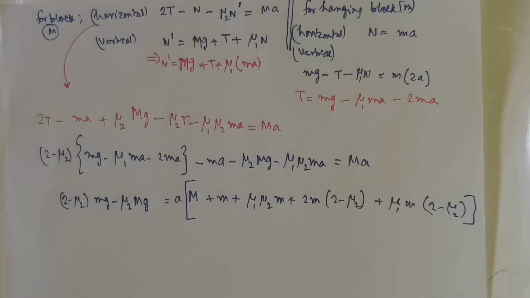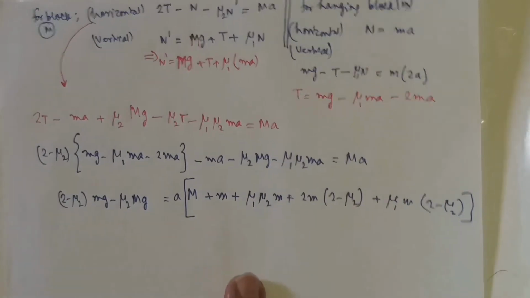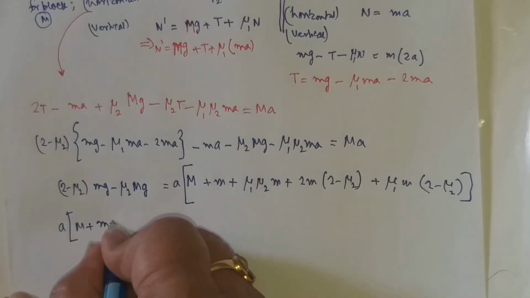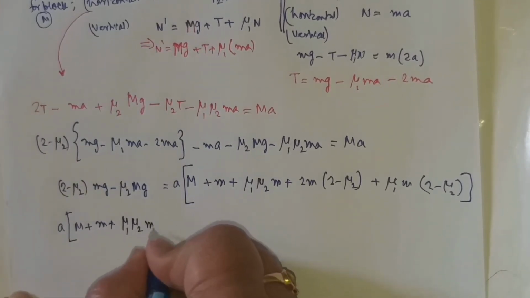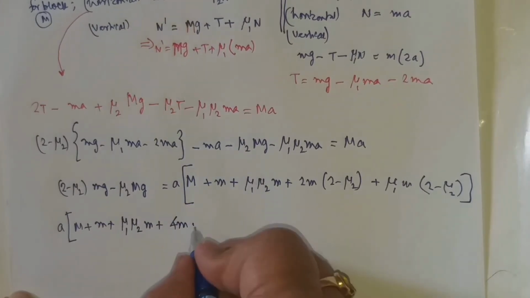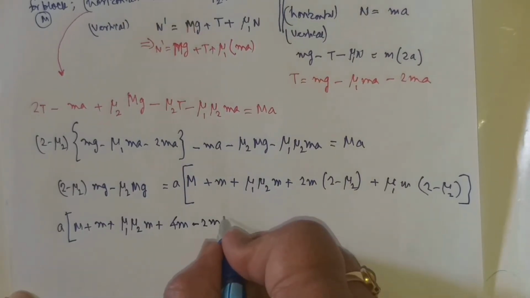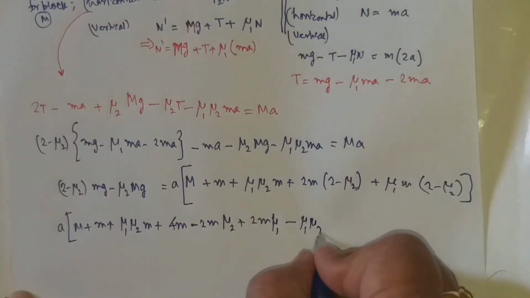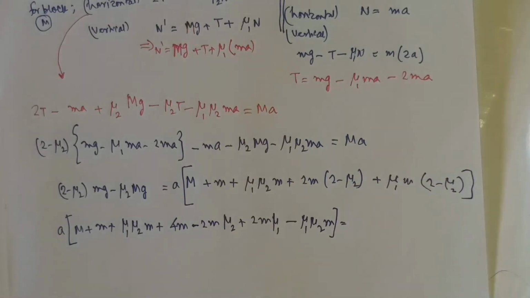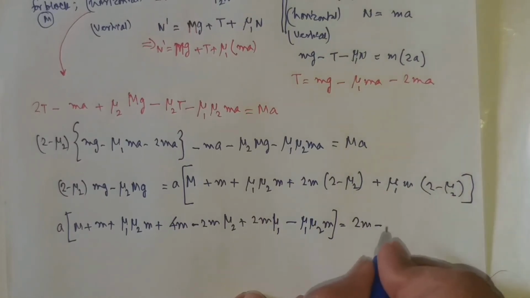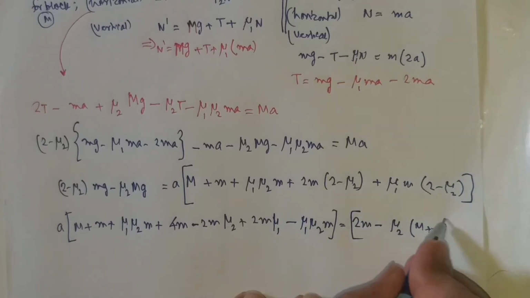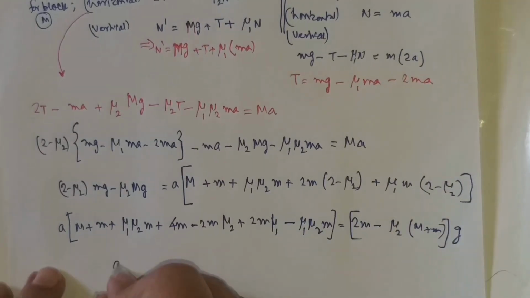This we get. Now I will simplify it. Let's check the acceleration: capital M plus small m plus mu1 mu2 m plus 4m, I am simply opening up the bracket, nothing special, minus 2m mu2 plus 2m mu1 minus mu1 mu2 small m, and on the other side all terms contain small g. So what you can do is take 2m minus mu2 common, capital M plus small m, and together you can put small g.